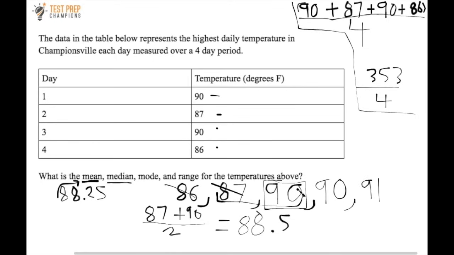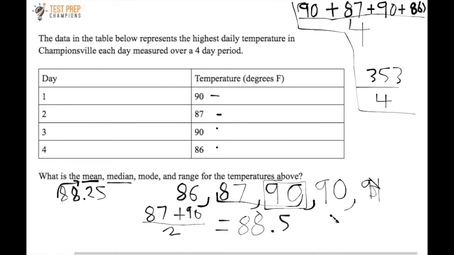When there's an even number, again, what do you do? An even number of numbers, you look for the two numbers in the middle. Get rid of that 91. You find the two numbers in the middle, add them up, and divide by 2. Okay, so that takes care of our median.